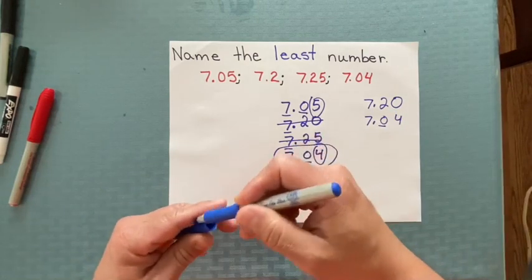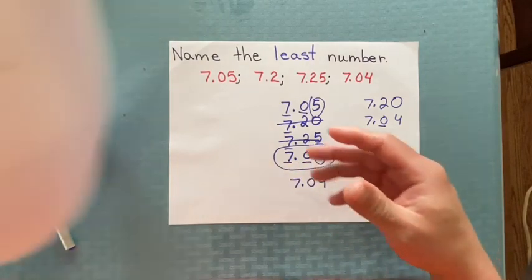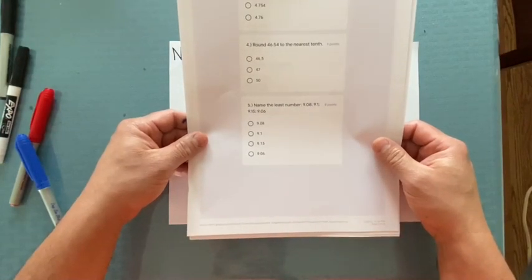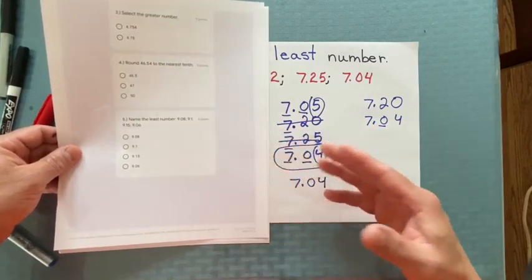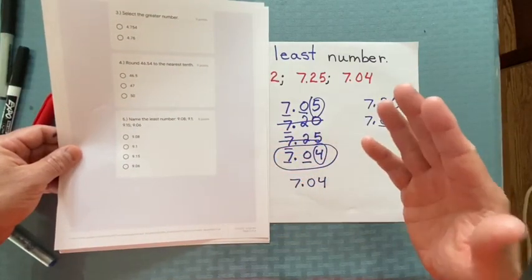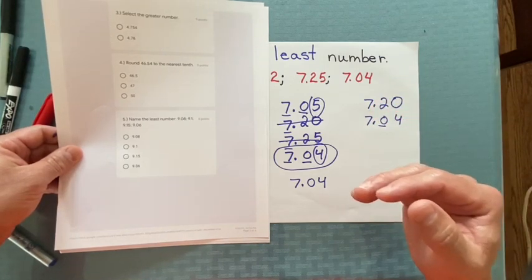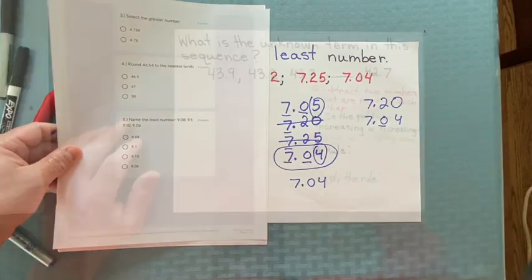So for number 5 on your quiz, it says to name the least number. Now you have 9 and 8 hundredths, 9 and 1/10, 9 and 15 hundredths, and 9 and 6 hundredths. I recommend that you do the same thing that I did here. Line them up from top to bottom. Make sure your decimals are lined up. Put zeros in between if you have to, and find the smallest number. Press pause on your video, and when you're ready, you can hit play.